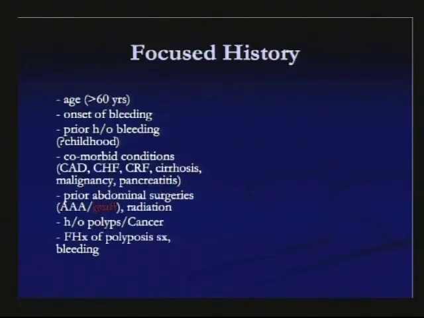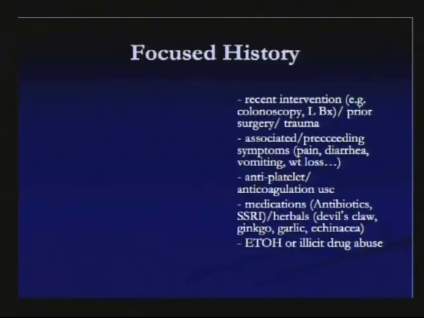Prior history of radiation for any particular reason, GYN cancers or GU cancers. History of polyps, if patients had previous polyps, Peutz-Jeghers syndrome. History of cancer of any form, prior surgeries, history of polyposis in the family or bleeding diathesis, recent intervention. If the patient had a colonoscopy recently, within 10 days to 2 weeks, that's the window for post-polypectomy bleed after the eschar from cauterization has fallen off. Prior surgery, if the patient has anastomosis, the problem would be at the anastomotic site, maybe. Previous trauma.